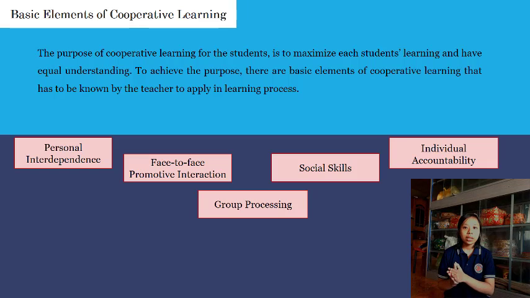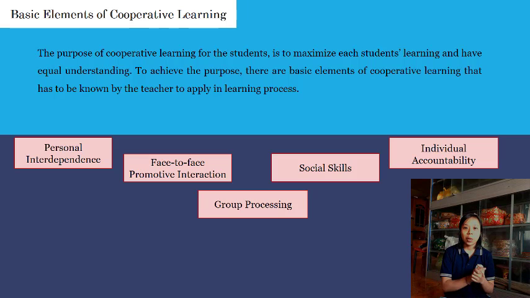Actually, cooperative learning is really different from group working. Meanwhile, group working is only focused on accomplishing the assignment by putting the students together without any further assistance, because the teachers assume that every student has equal ability for that.